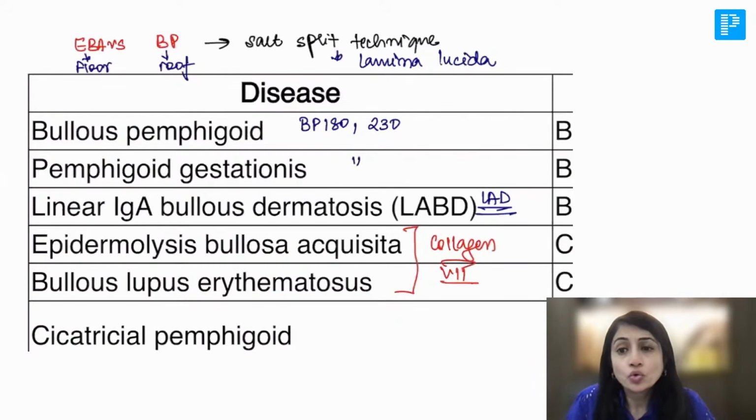Right? So roof is bullous pemphigoid, floor is EBA. E is earth, earth is floor. So remember like that. Right? Clear now? So this is important.